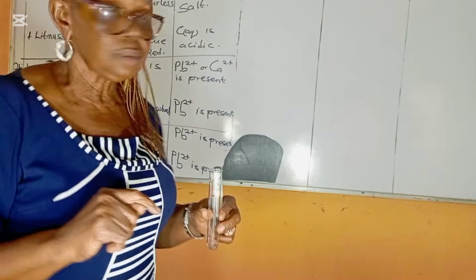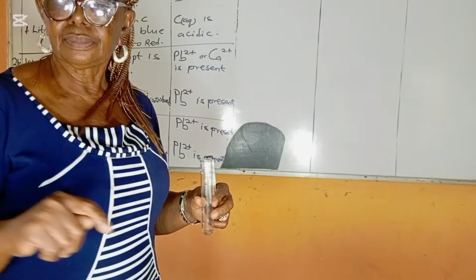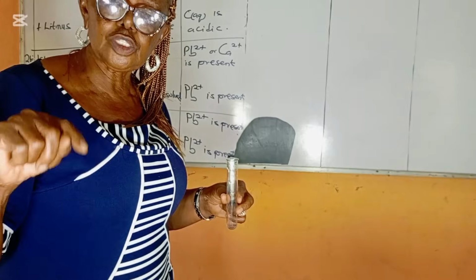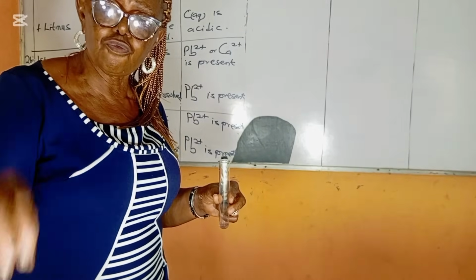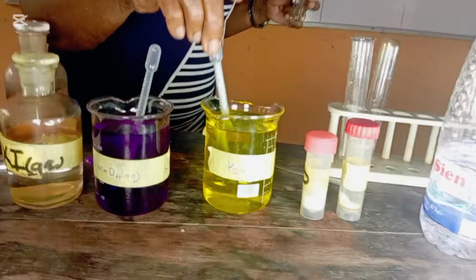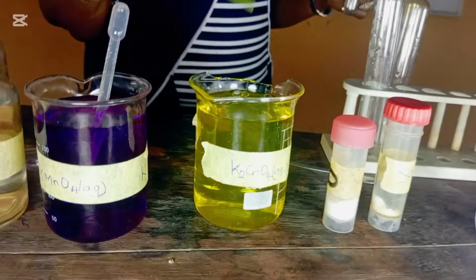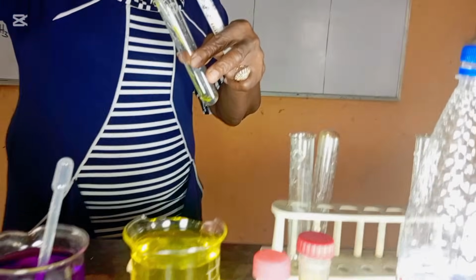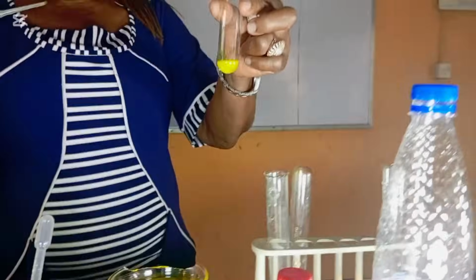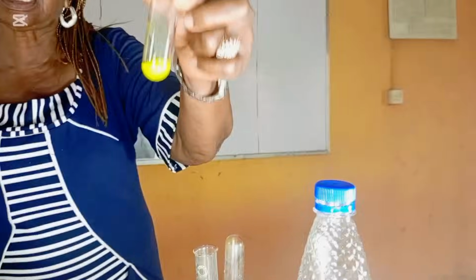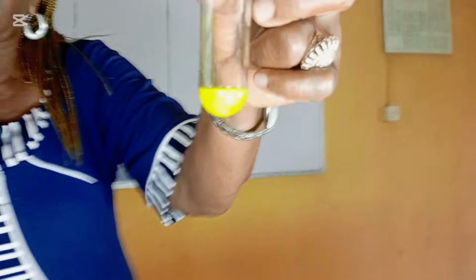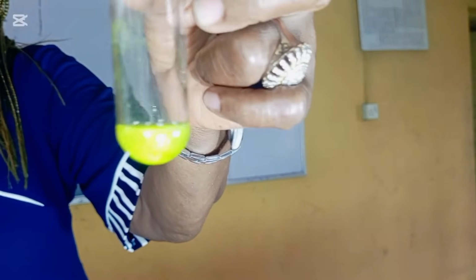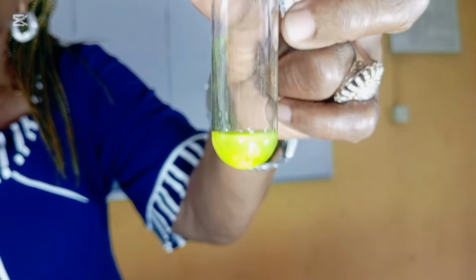In the third portion, I'm asked to add a solution of K2CrO4. So I'll add it, a few drops. You can see what I'm doing. What have you seen? PPT. Look at it very well. You can see the particles there. That's a yellow PPT formed. That's a confirmatory test for lead 2 ion if you use this reagent.